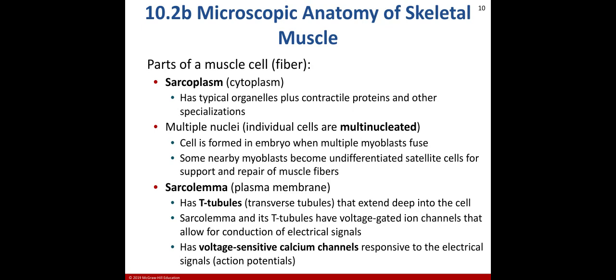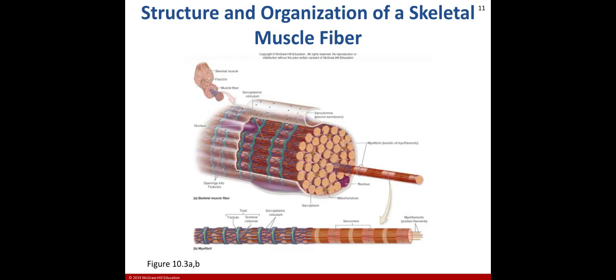We have what we call a sarcolemma. That's the plasma membrane. The sarcolemma has something we call T-tubules or transverse tubules that go deep into the cell. That sarcolemma and its T-tubules have these voltage-gated ion channels. Think of them like little doors that are going to allow the cell to conduct electrical signals. We also have voltage-sensitive calcium channels that are responsive to the electrical signals or help create this action potential.